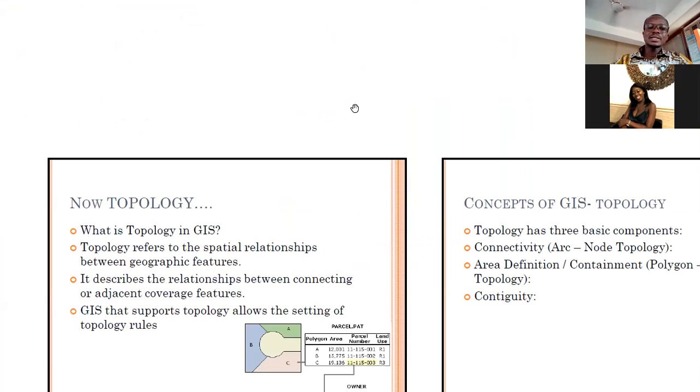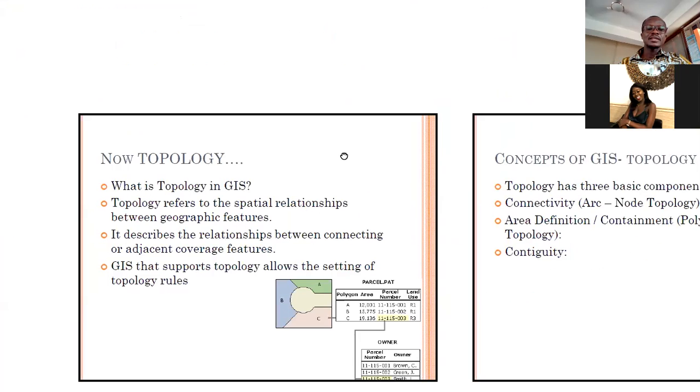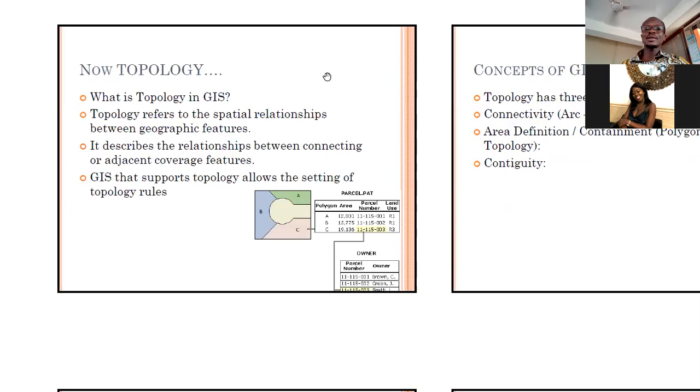Topology refers to a spatial relation between geographic features. It describes the relationship between connecting or adjacent coverage features. So a feature, like I said, like we're talking about roads, buildings, football parks, green spaces, that's coverage features. All right.